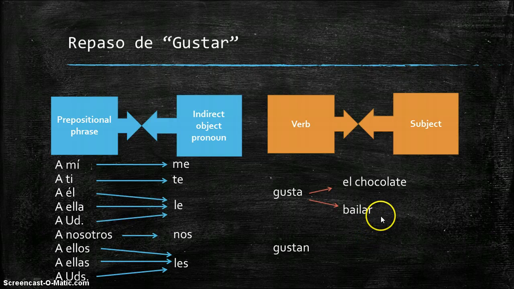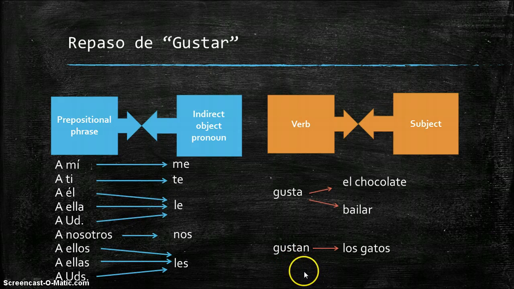Please remember that even if I had 3 infinitives here, if I said bailar, cantar, y comer, I'm still going to use the singular form. It's kind of like an exception. It doesn't make logical sense, but it is the way that it works. The only time you would use the plural form of the verb is if your subject is plural. Like los gatos is plural, so I'm going to say gustan.